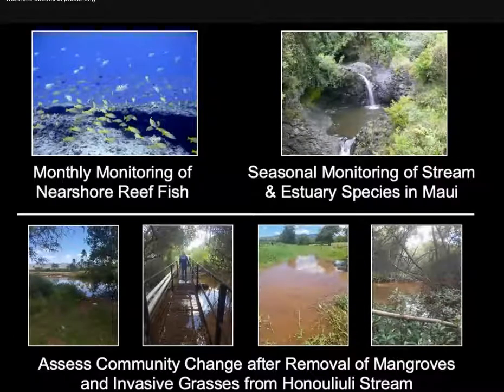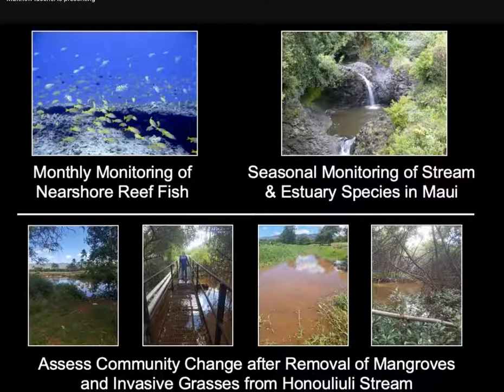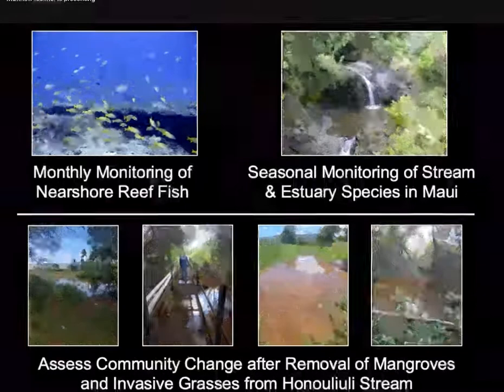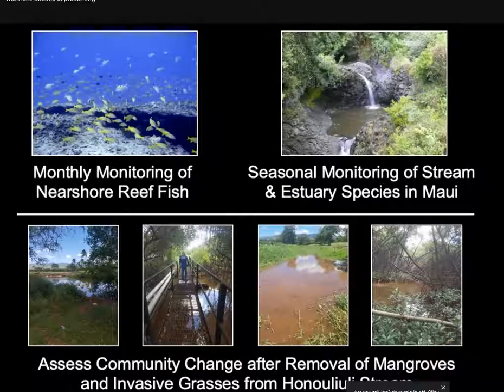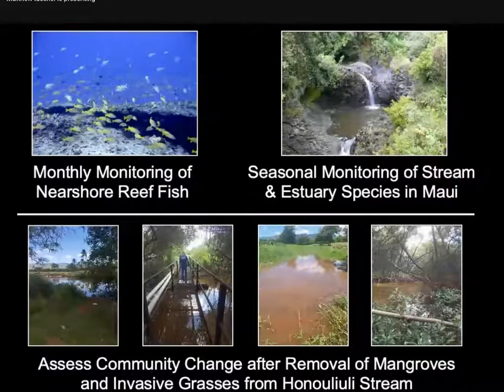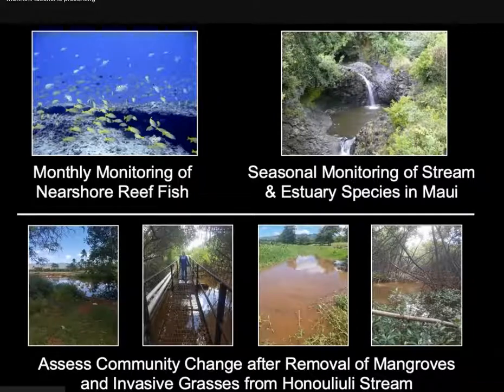So we have, with Gary, with some partners, we're doing some monthly monitoring of nearshore reef fish species off the Big Island, seasonal monitoring of stream and estuary species in Maui. So that big discussion of diverted stream water in Maui that's happening right now from the Baldwin Group, where we're looking at, can we detect the differences between diverted streams and non-diverted streams to see if the species communities are changing. And then a similar question in Pearl Harbor.